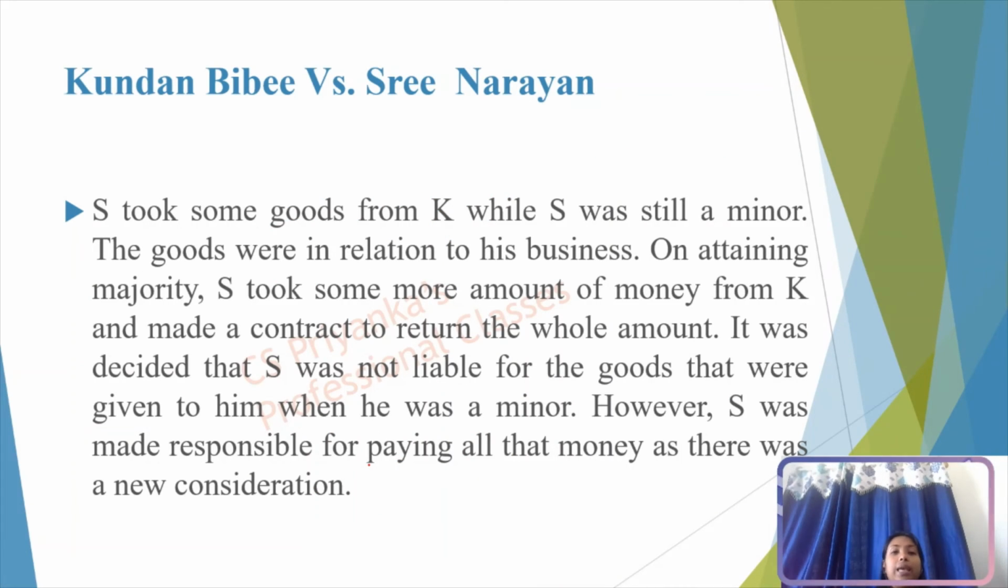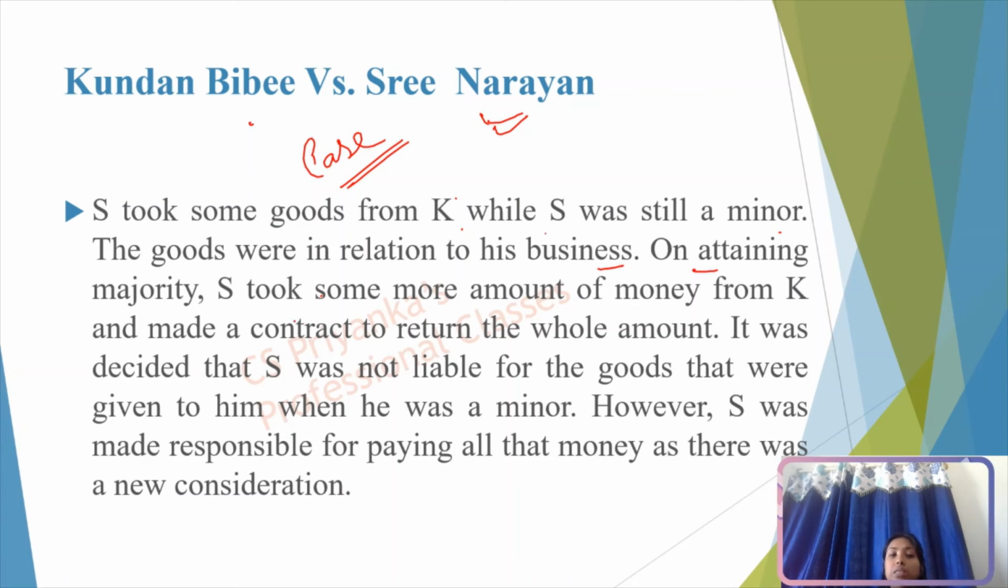I have referred one case for you for your better understanding. That is Kundan Bibi versus Sri Narayana. It's a popular case. For example, S took some goods from K. You can think of S as Sri Narayana, and K as Kundan Bibi. S took some goods from K while S was still a minor. The goods were in relation to his business, so he took the goods for his business purpose.